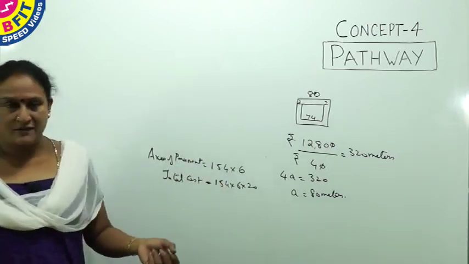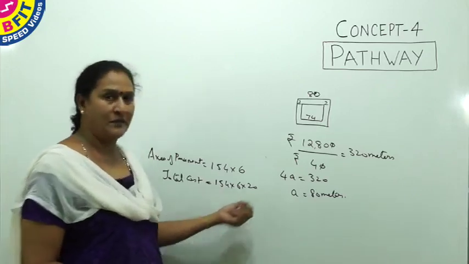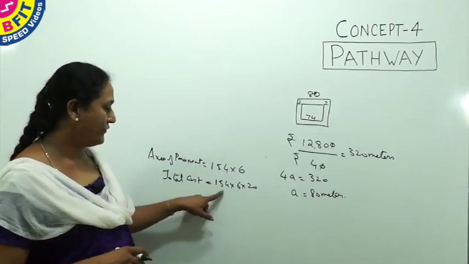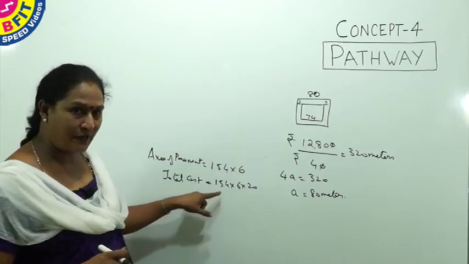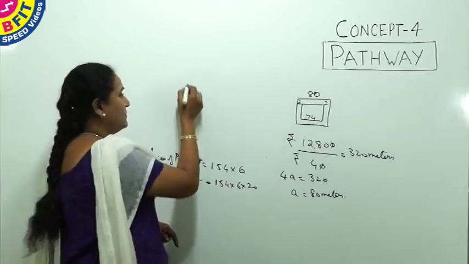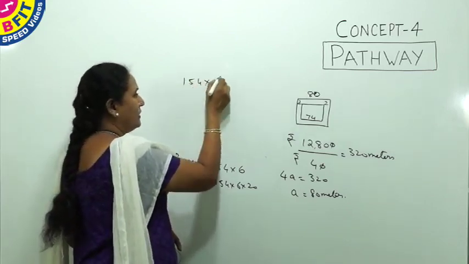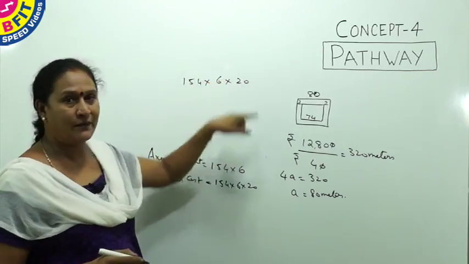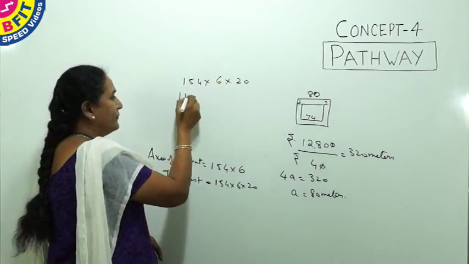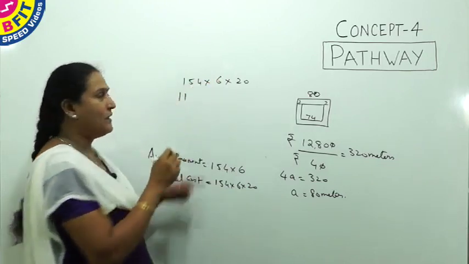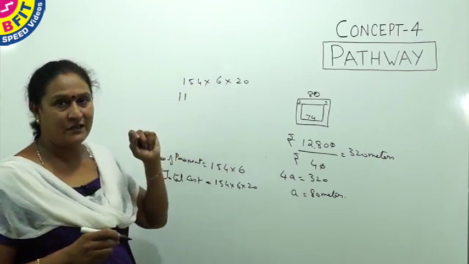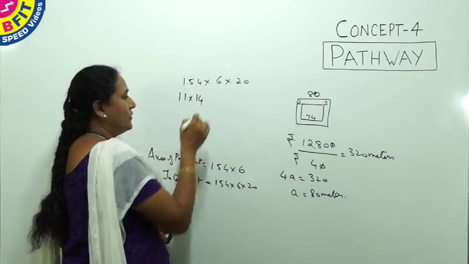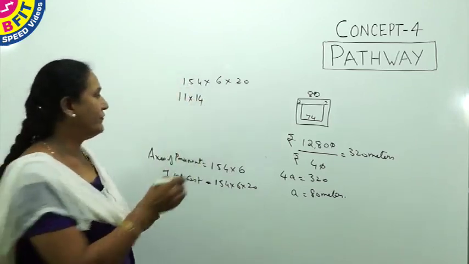And now we can split the numbers. Instead of multiplying all this, we can split these numbers and then find the product. So 154, here 11 is one of the factors. So 154 into 6 into 20. Instead of multiplying 154 into 6 and 20, we can split here. When you add the odd places it is 5 and the even place is 5, so 11 is one of the factors. When 11 is taken out it is 14. So 11 into 14 is 154.